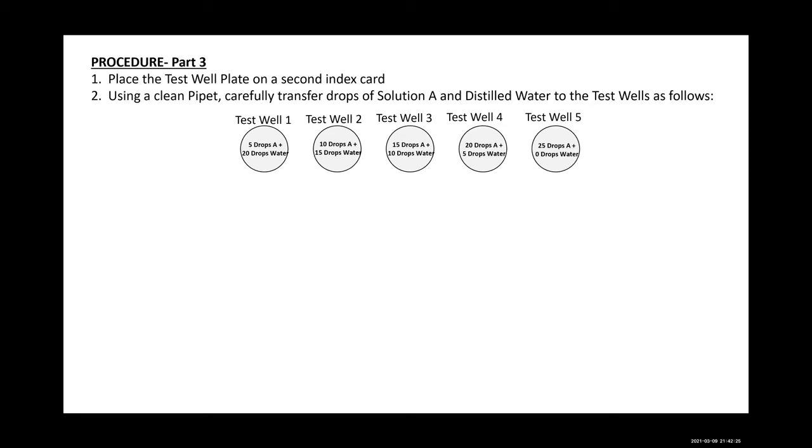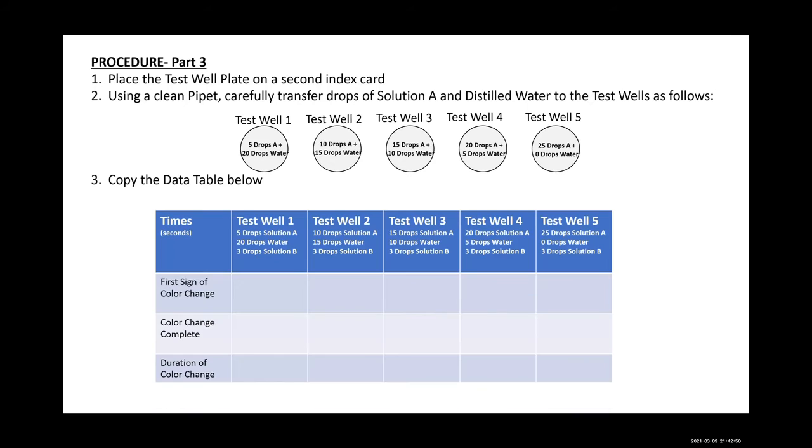So as you can see, we have 5 drops of solution A to 20 drops of water in test well 1, which is rather dilute. And then test well 5 is just 25 drops of solution A and no drops of water. So our dilutions are greater to the left and more concentrated towards the right. We're going to copy down the data table below.